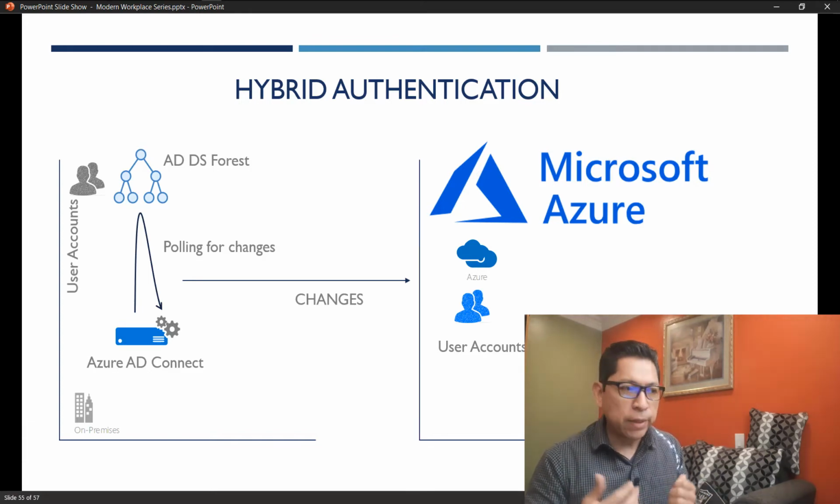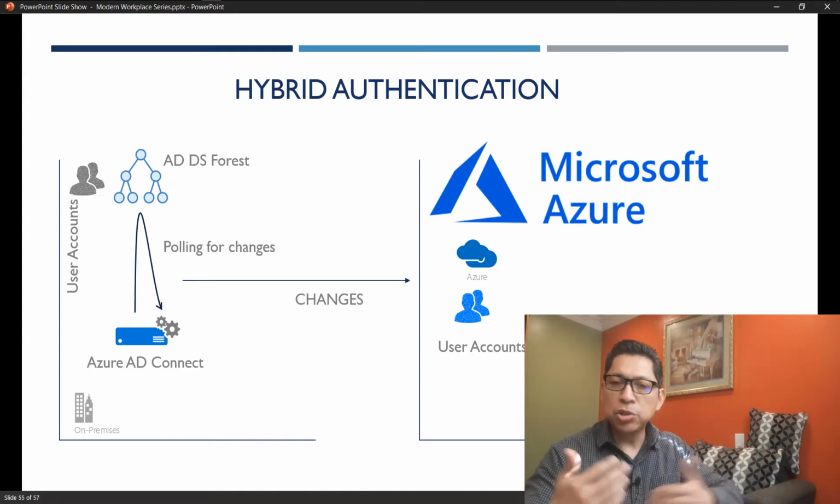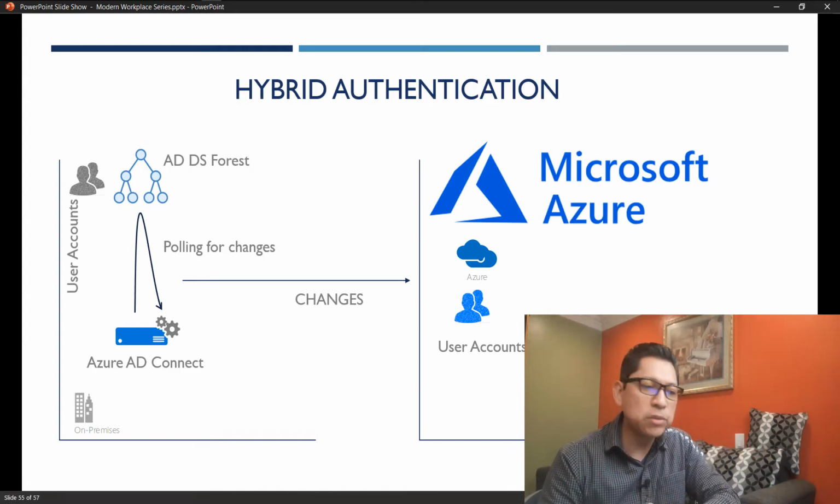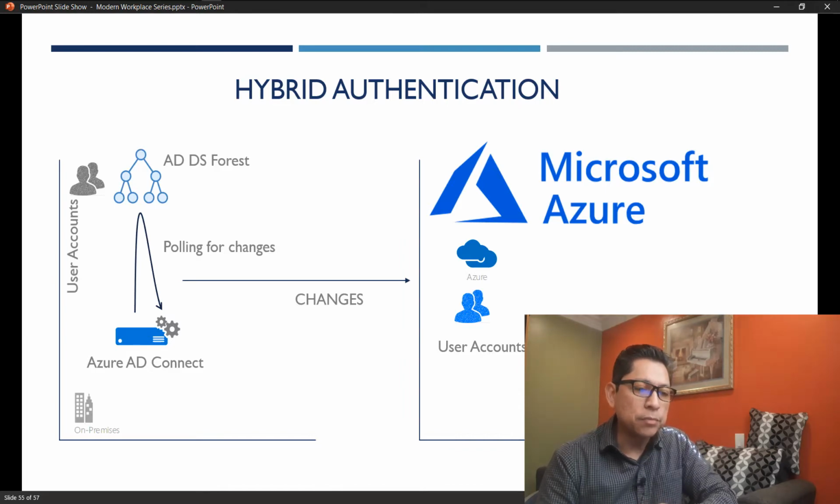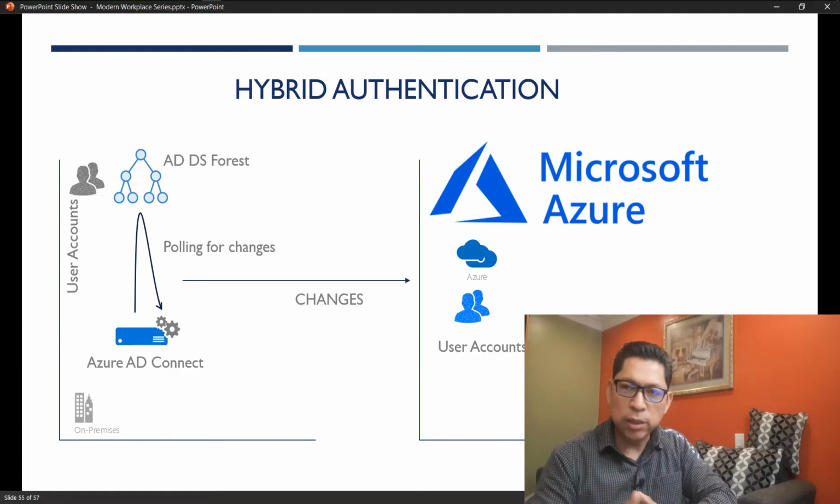Azure AD Connect basically provides some options that help you to easily manage your user identities and enables different scenarios you can define and configure. Azure AD Connect will be pulling the changes from Active Directory on premises. If you have some changes that you want to make on premises and you want to replicate them to Azure, that's something that you do through Azure AD Connect.